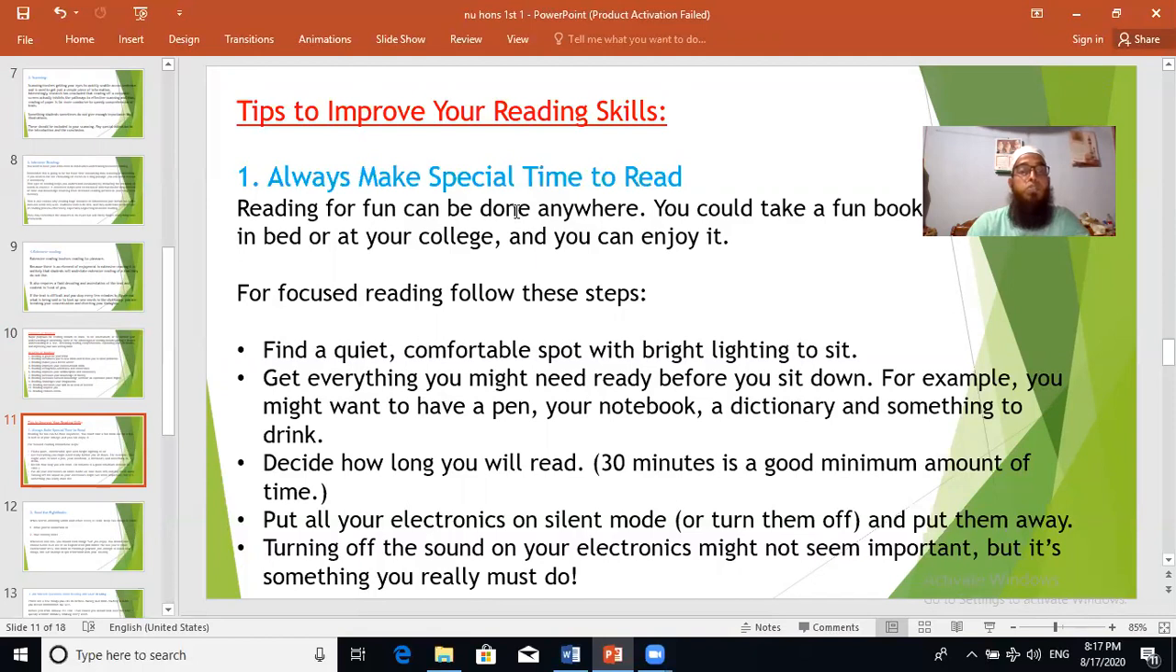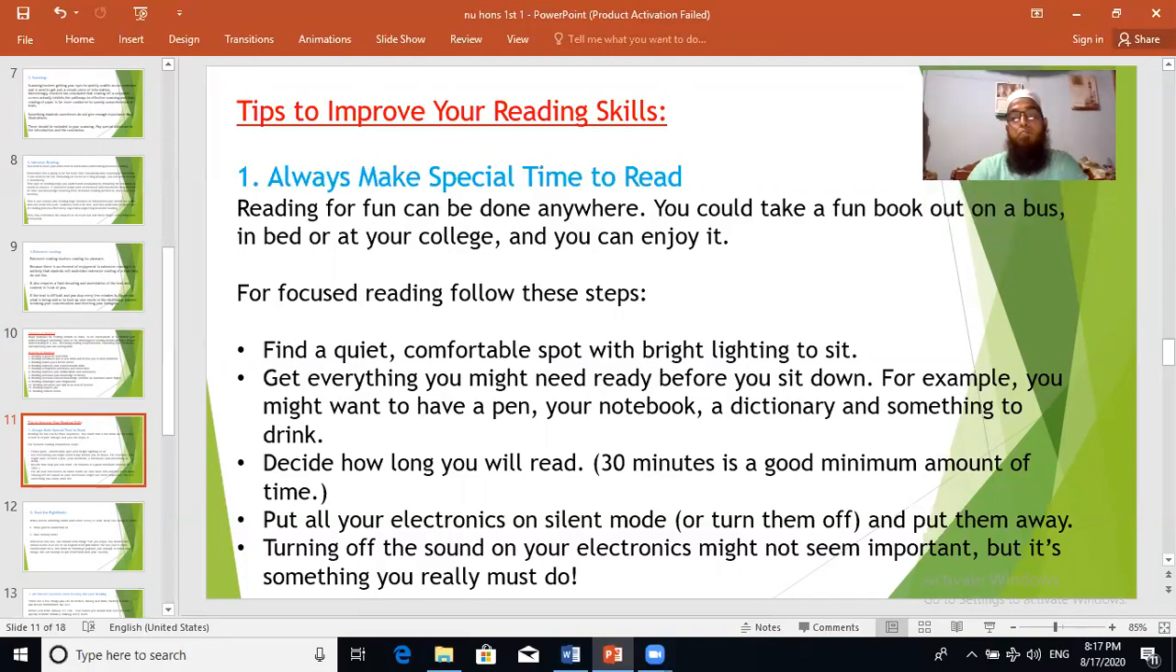So these are the tips. You can try to improve your reading skills, and you have to as a student of English department, because it is very shocking when we see many students after completion of their honors in English, they cannot read fluently in English text. That's very shocking. So I'd like to say that you will not be that type of students if you follow these steps.